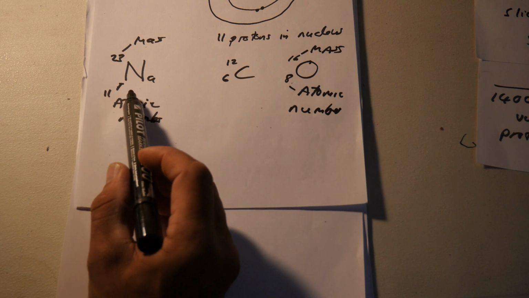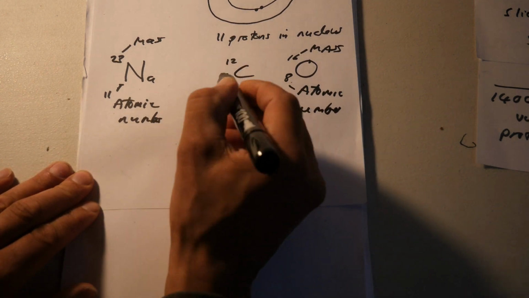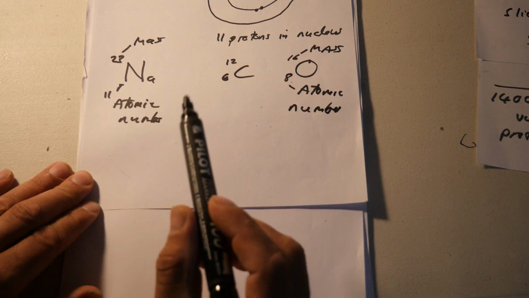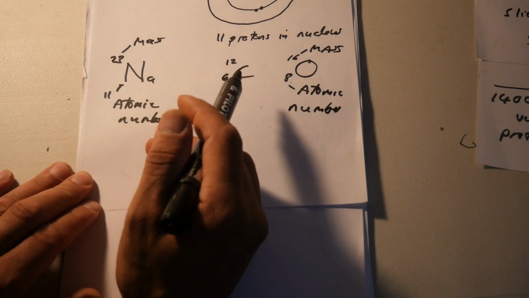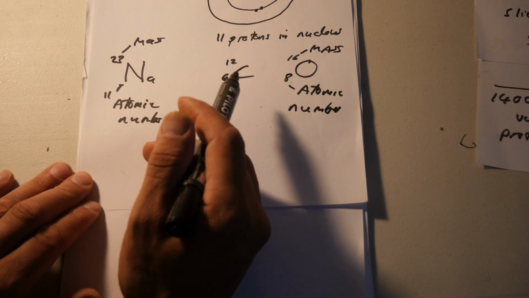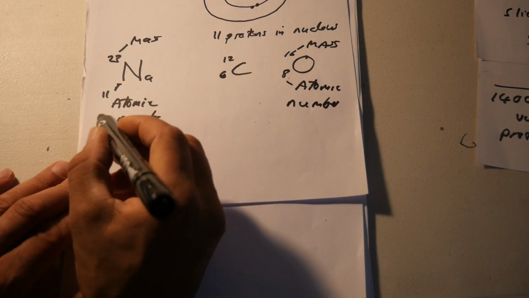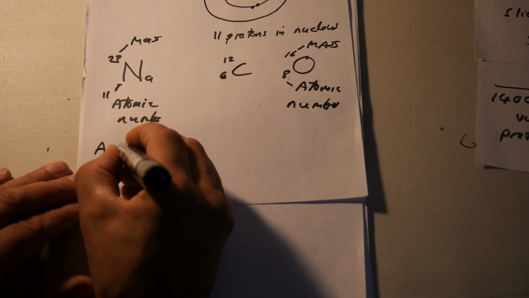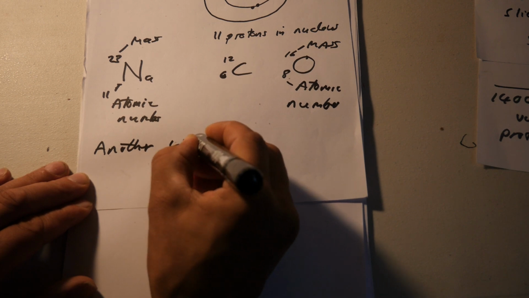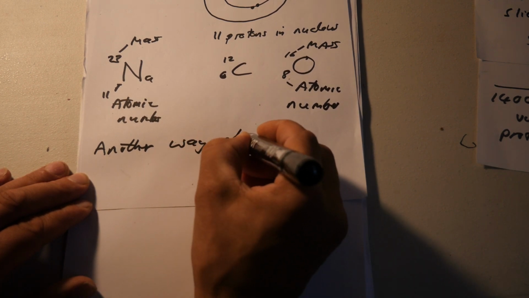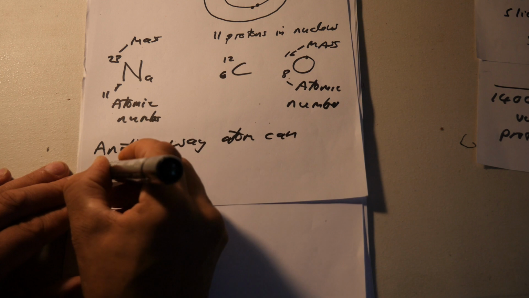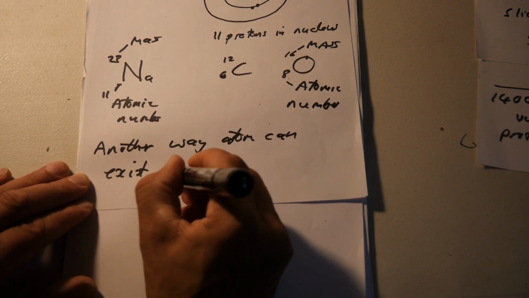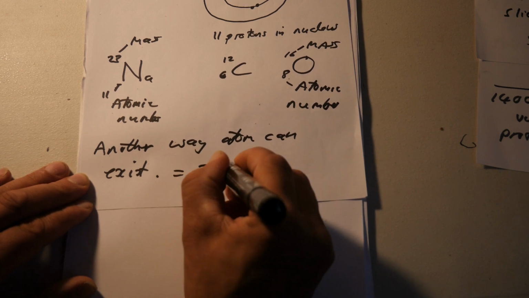So all atoms, the basic atom contains 6, 8, 11 protons, okay. There is another kind of way atoms can exist, and that's what you call isotopes.